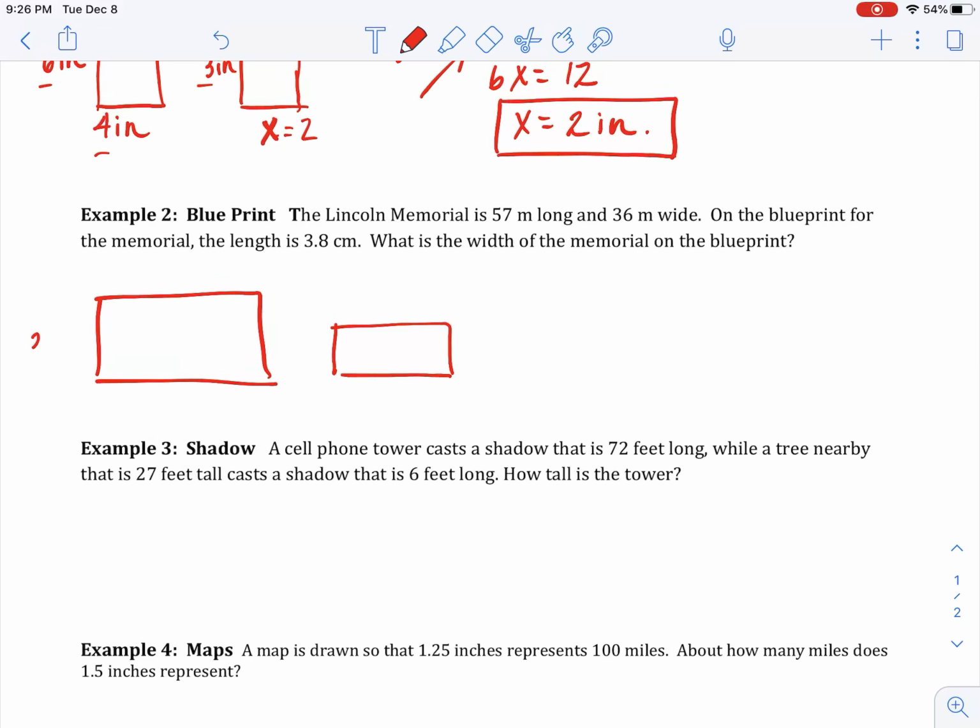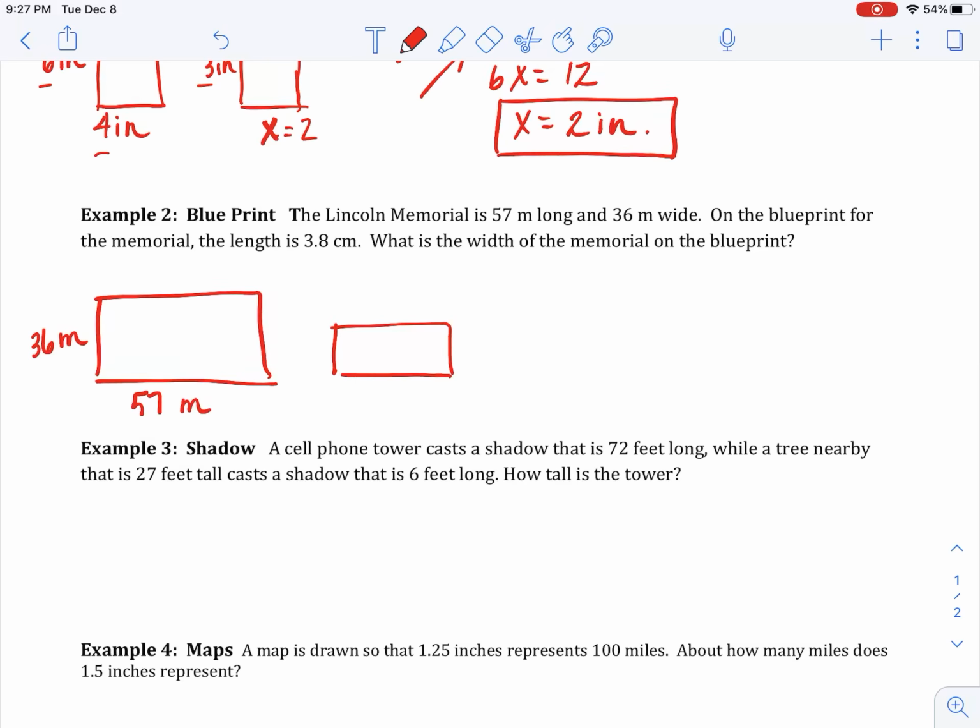So I'm going to put the 36 meters on my shorter dimension and my 57 on my longer. The way I drew this, because is the Lincoln Memorial long? Now I don't remember. Is that the really tall one or is that the long one? I can't remember. Anyway, the way I drew it, I'm just labeling it so my shorter one is my width and the length 57 is longer. So I just put that down on the horizontal.